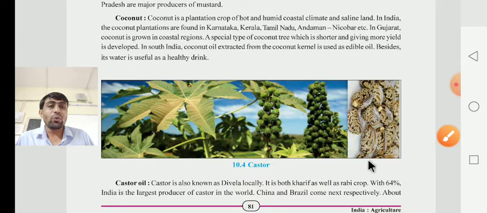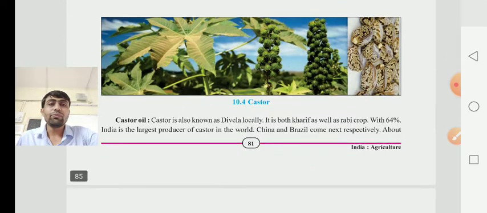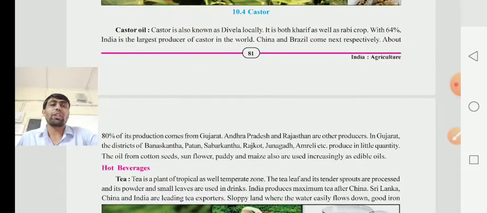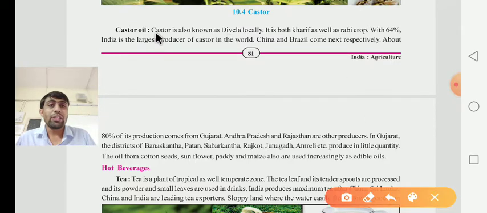Here, dear children, they have given the image of the castor. You know very well that castor means eranda. Now they have given about the castor oil. Castor is also known as divela locally.